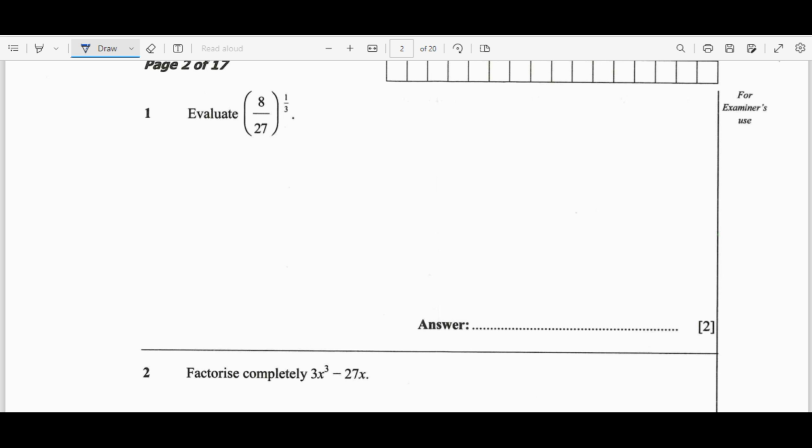Now, if you look at the question, we have this number. This is our base raised to a fraction, which is a power, right? So how do you deal with this? The denominator of the power is our root. Then the numerator is our power. Then after that, I'm going to write my square root. Then the base should be written under the square root. So the base is 8/27.